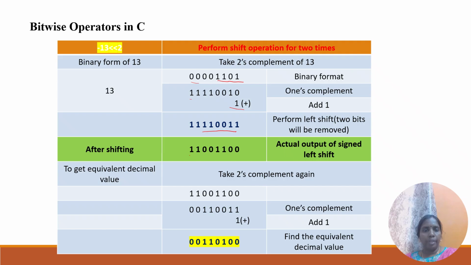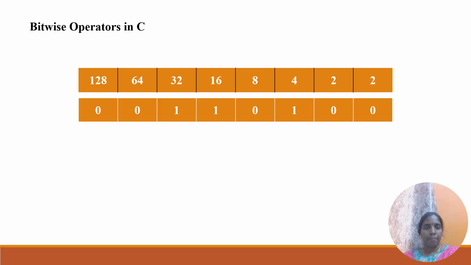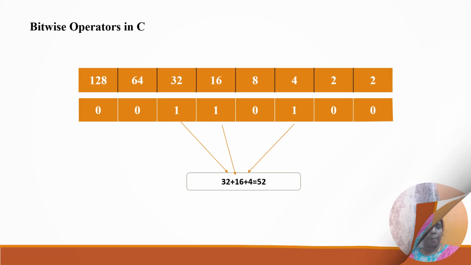After that, when you take the 2's complement of this result, we get 0 0 1 1 0 0 1 1 plus 1. So the output is 0 0 1 1 0 1 0 0. This is the equivalent value, whose decimal value is 52. So when you see the result, the decimal value is 52.